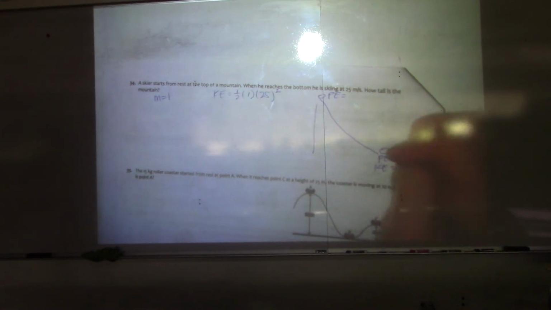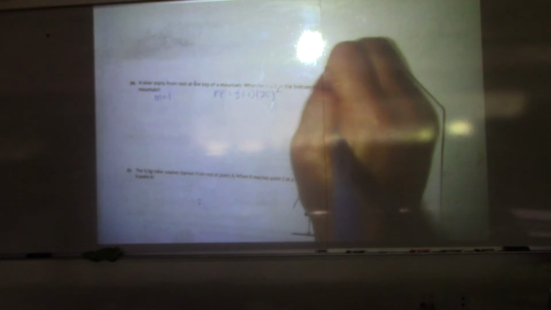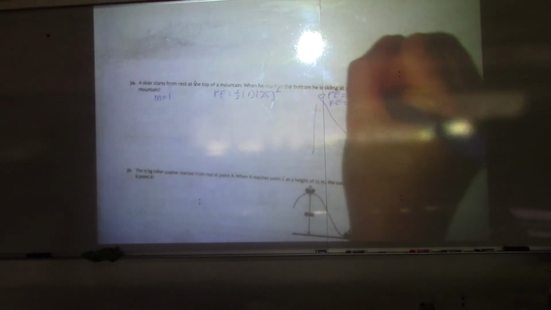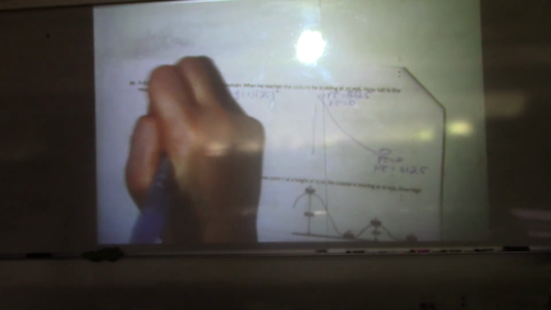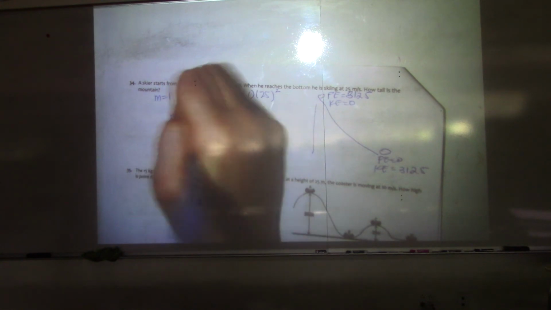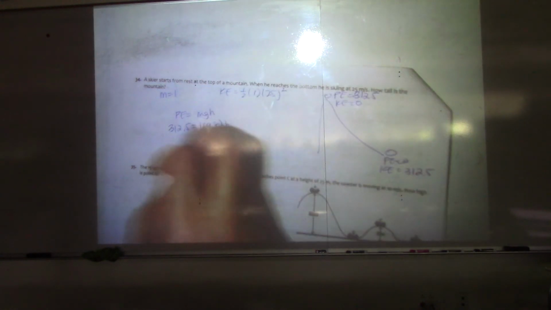That gives me a kinetic energy of 312.5. If I started from rest, then your kinetic would be 0 here, so my potential would just be the total, which is the 312.5. Potential equals mgh. 312.5 equals 1 times g times h. Divide the 9.8 over, you get a height of 31.8.